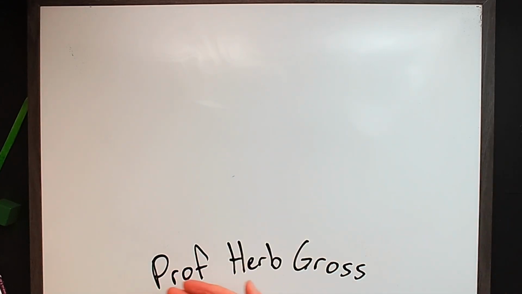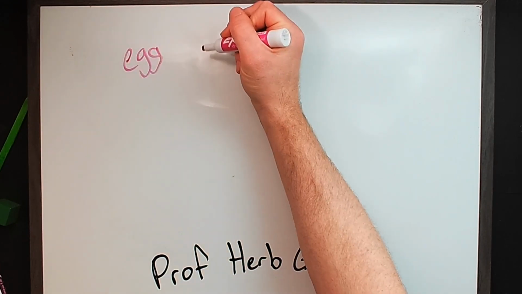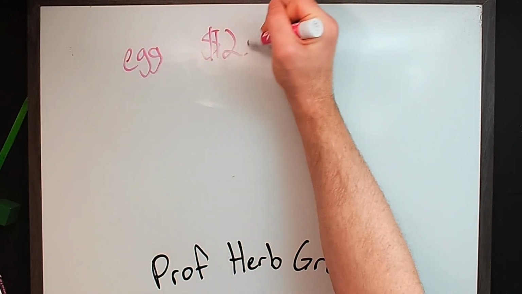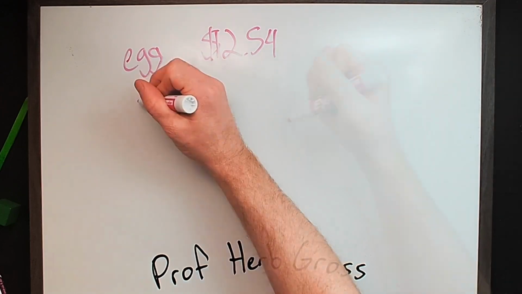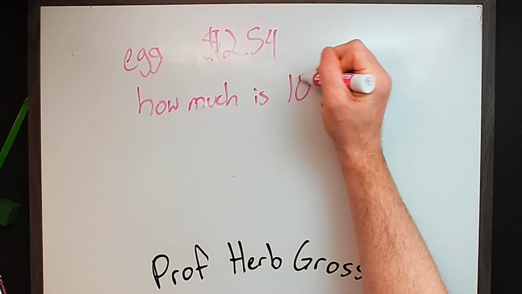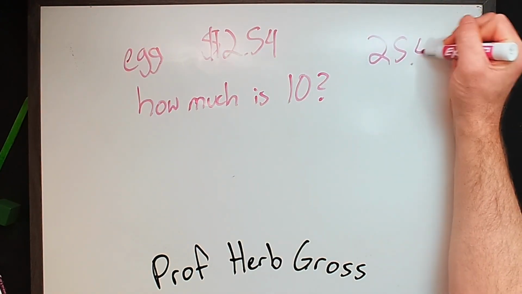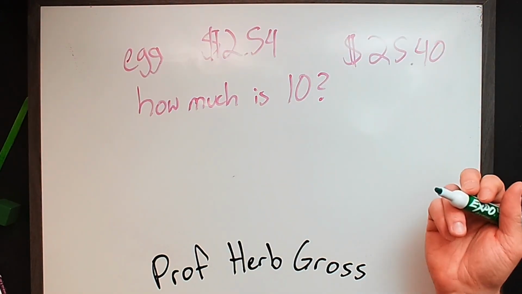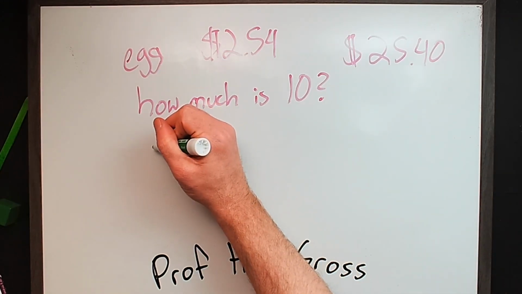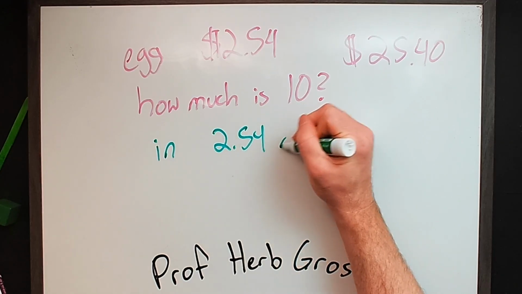An example by Professor Herb Gross goes like this. Suppose eggs are 25 cents a carton. Remember that? Then how much is 10 cartons? Like I said, you know math. That's 250 cents. But what if I change the form and said that in an inch, there's 2.54 centimeters?